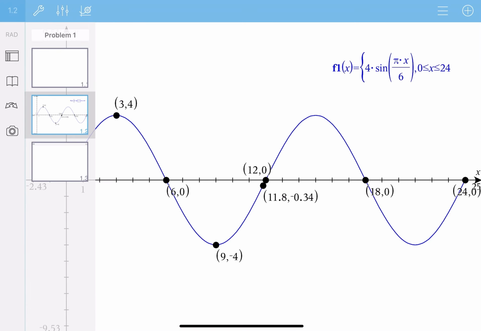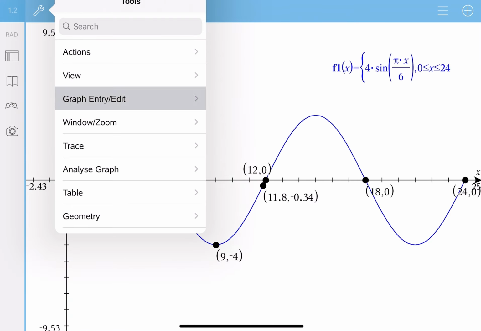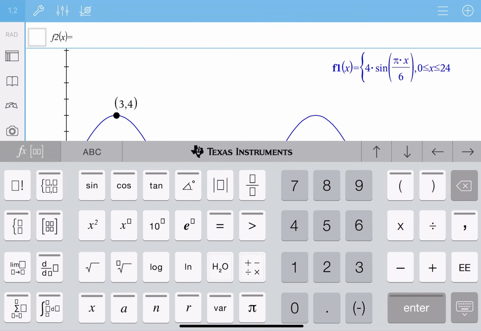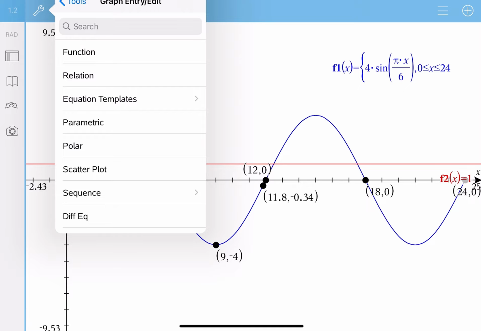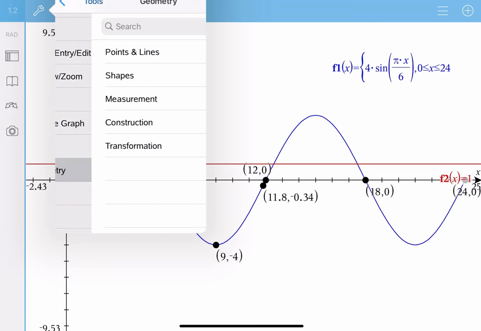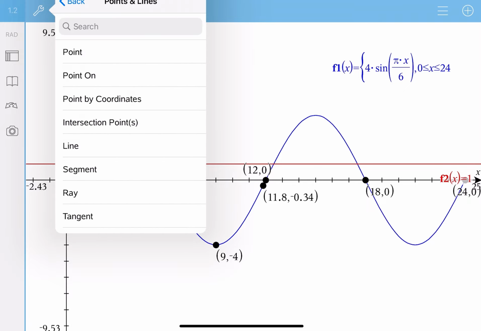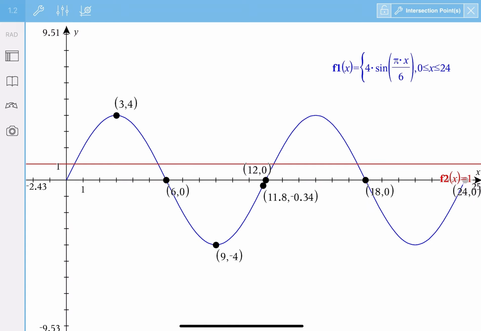So we can go back to our graph, and what we can do is enter in another line, and that line is going to be 1 meter. So y equals 1 is the line in which we know it has to be above. And then to find all of those points, instead of going one at a time, what you can actually do is go to geometry, points and lines, intersection points, and then select the two graphs that you want to use, and you'll see that it automatically pops up with all of them. So those points there are all of our intersection points.